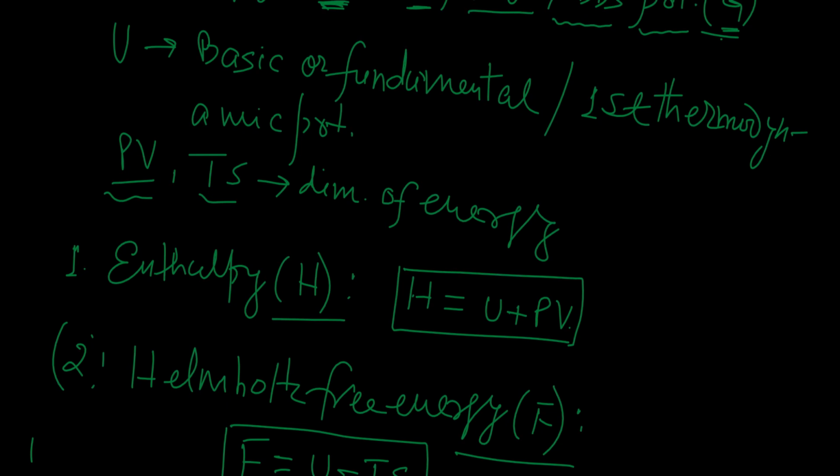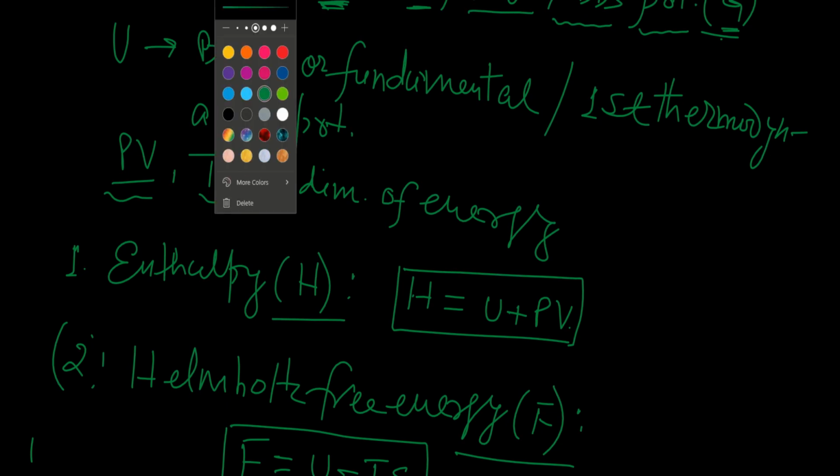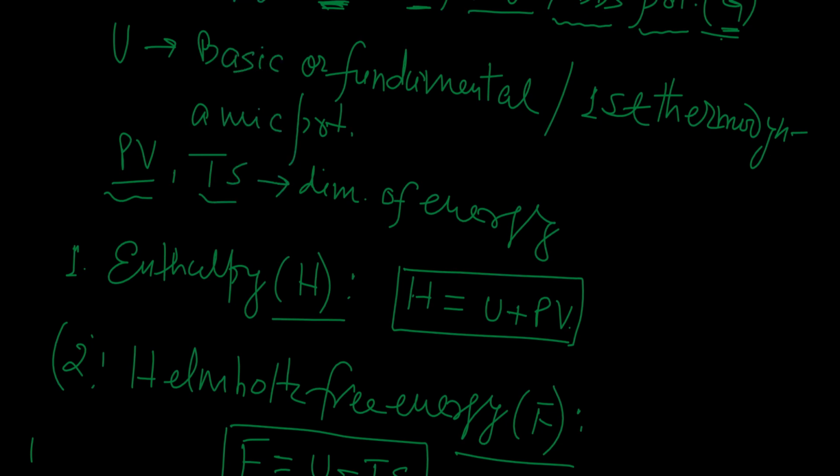Among these potentials, internal energy is in fact the basic or fundamental thermodynamic potential. You see here that there are 4 thermodynamic potentials. First one is U, second one is H, third is F and fourth is G. Among these 4 thermodynamic potentials, in fact, this U, which is called internal energy of the system, is the basic or fundamental thermodynamic potential.